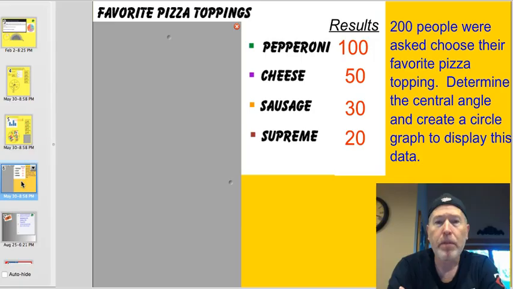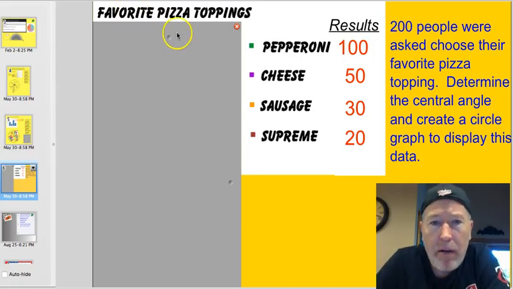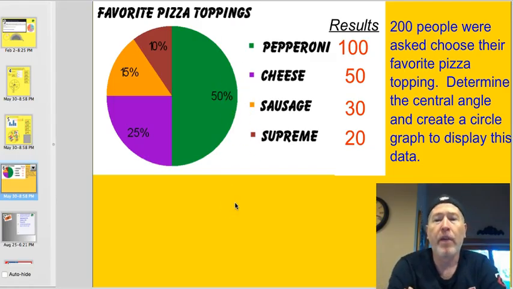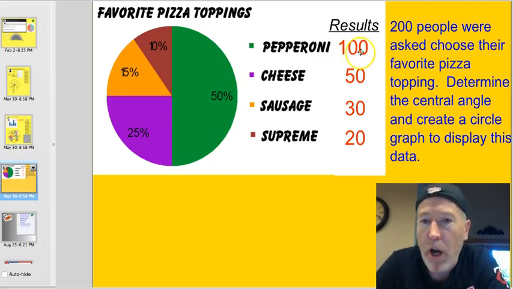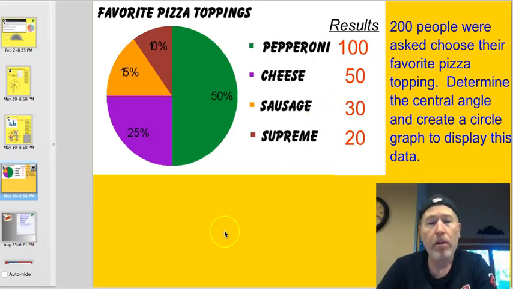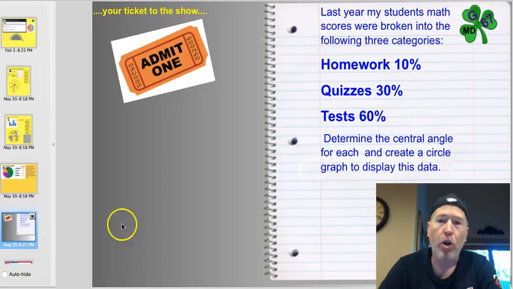All right, if you did it right, your graph would have looked like this. It gave you a pretty simple one to do there. You had a 50% and a 25%, because these were out of 200, so really it's 100 out of 200 is the same as something out of 360, and of course you would have gotten 180. So this central angle here is 180 degrees is what you should have determined. This one here would have been a 90-degree central angle because 50 out of 200 is the same as something out of 360. 90.